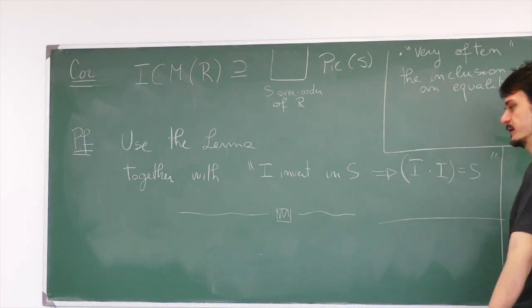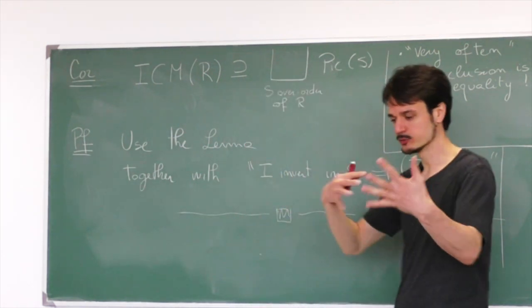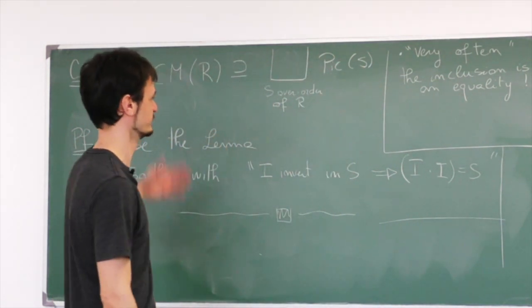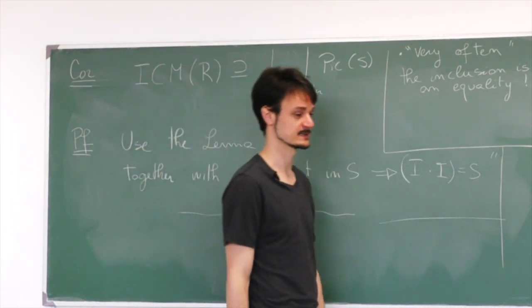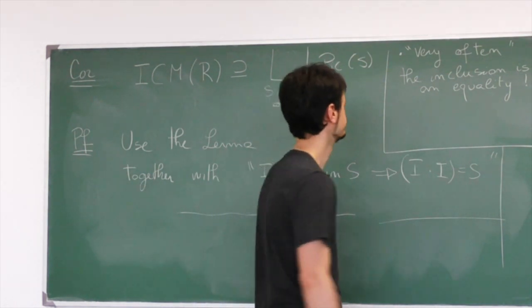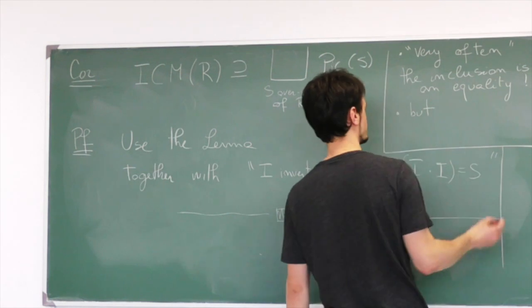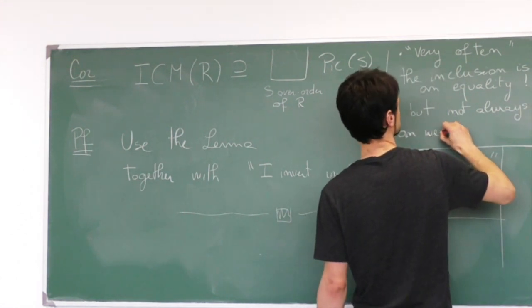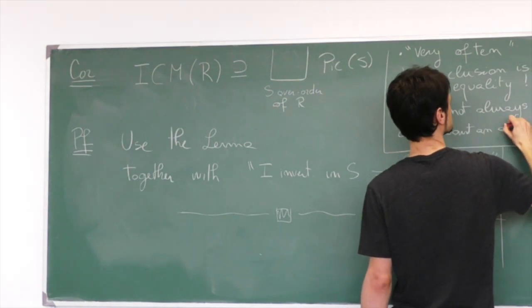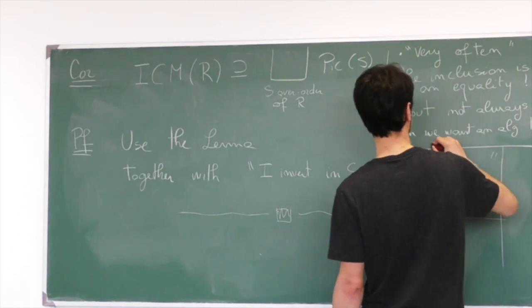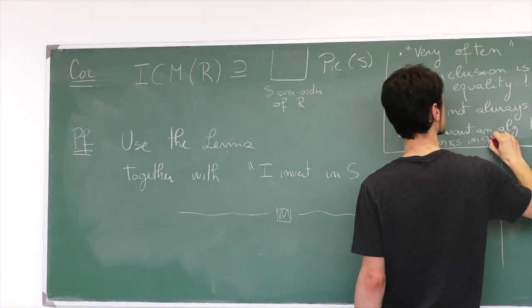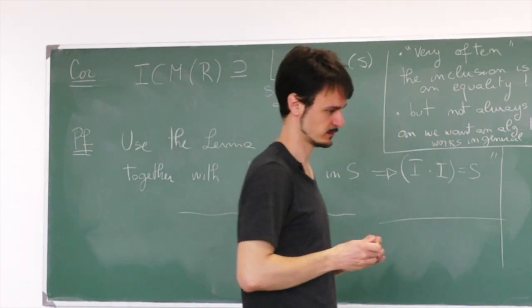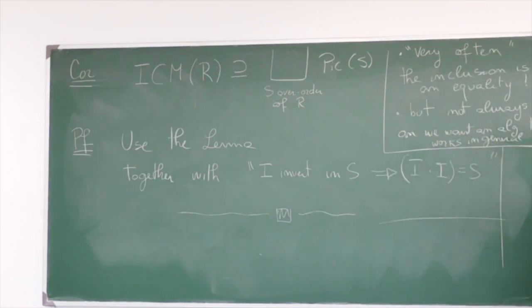And I invite you to look at the exercise sheets for the notion of Gorensteinness and Bass and how they relate together with respect to ideal classes. This is a very important thing from the computational point of view, because as I said, very often we have an equality and this makes our life nice. But unfortunately, this is not always the case. And we want an algorithm that works in general. And don't worry, we are going to see one. But it's going to be less efficient than when we have equality. Okay? So after having said this, let's move on.